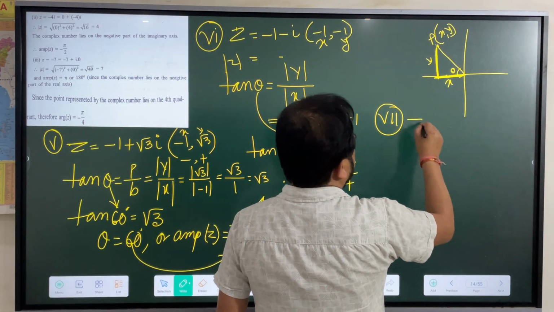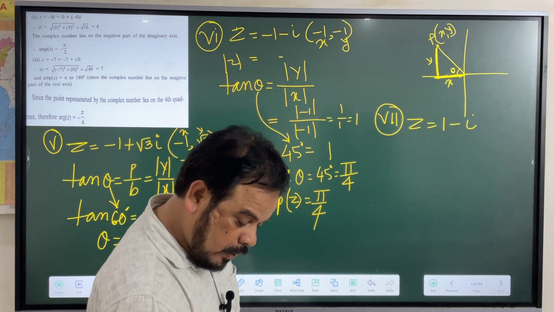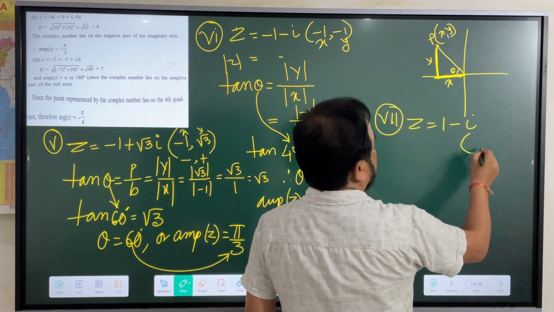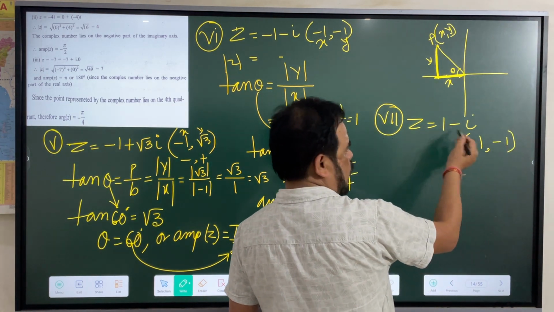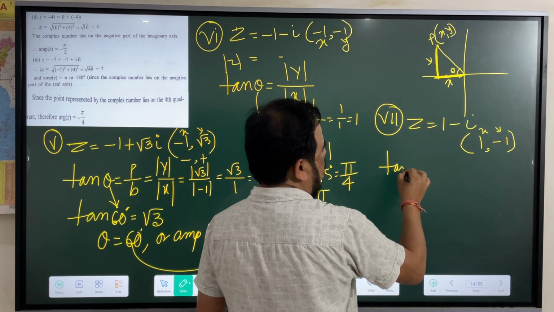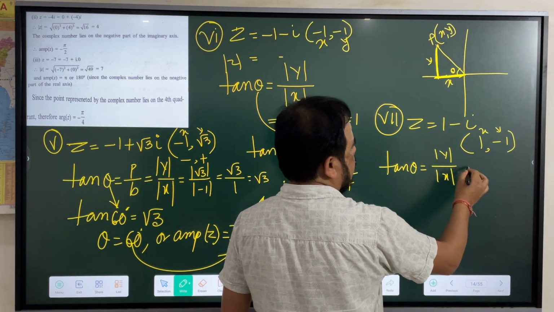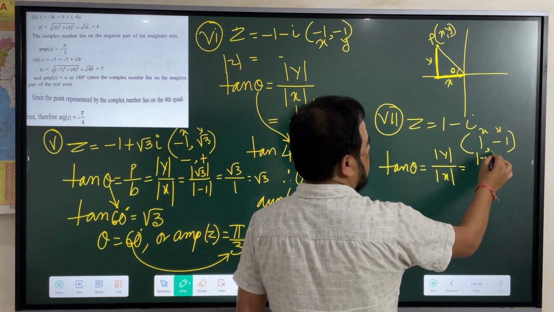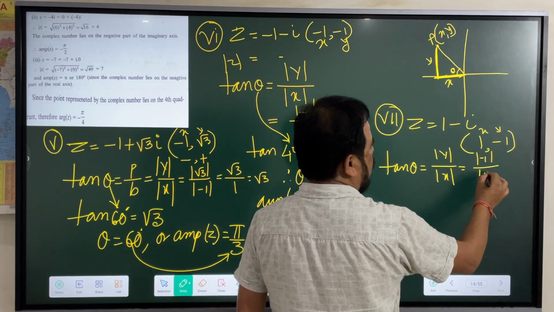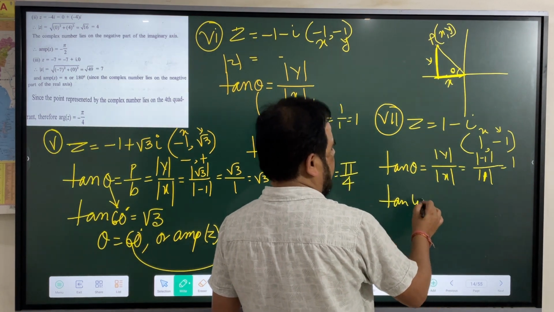Number 7. Z equals 1 minus i. So 1 comma minus 1, x, y. So tan theta is equal to mod of y by mod of x, mod of minus 1 by mod of 1. So 1 only. So here also tan 45 degree. So same thing.